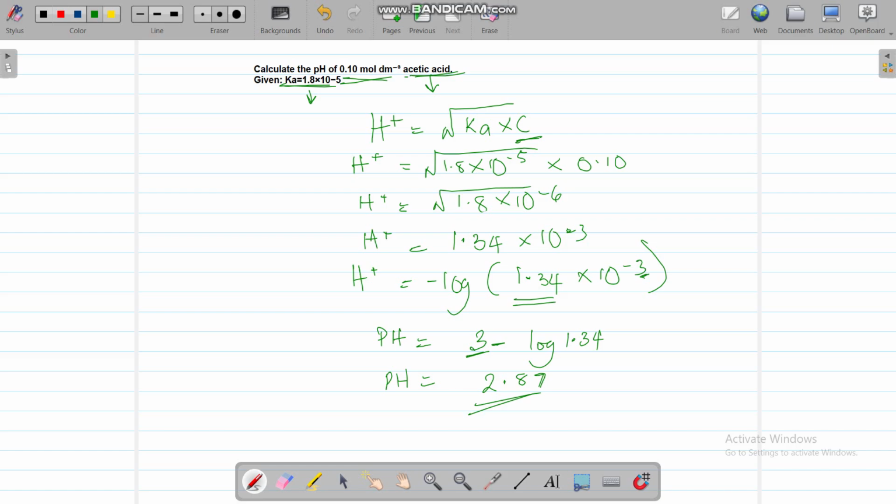Let us move to the next question, which is when we are trying to solve or find the concentration of bases.